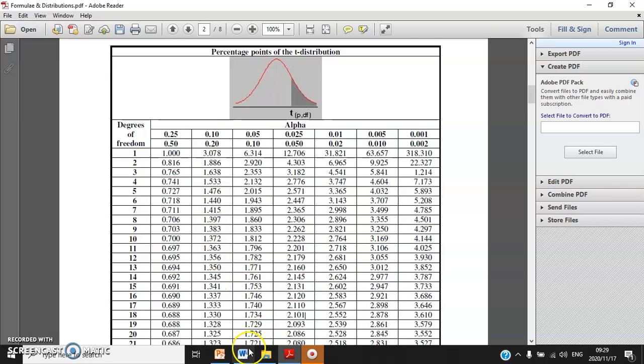Okay, degrees of freedom is 20. Alpha is 10%, so the top row gives you half of the alpha, 5%. Second row gives you your full alpha, 10%. Then you look for the intersection. And this is how you find the critical t-stat 1.725. Then all you have to do is to add plus or minus.